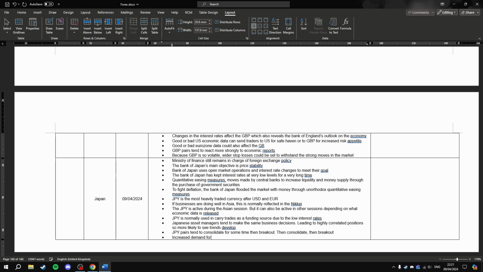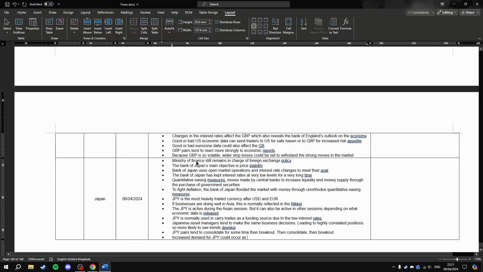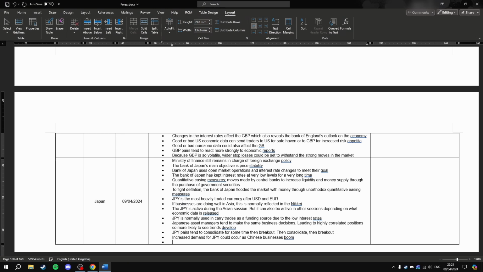Increased demand for JPY could occur as Chinese businesses boom.